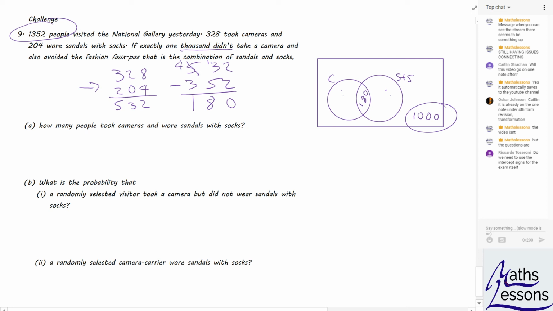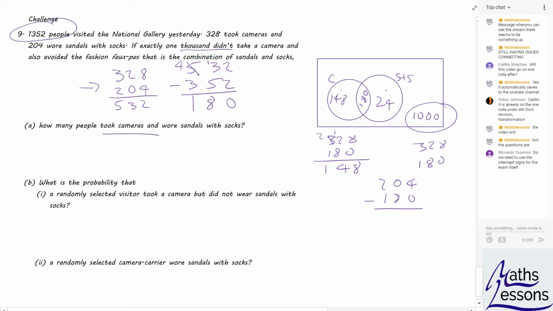So we now know that our overlap must be 180. And then we've got to take that away from 328, so we've got 328 to take away 180. Let's just do that. 0 away from 8 is 8. 8 away from 2, again, we're going to borrow 1 across. So that's going to be 4, and that's going to be 148. Or you could just count it up. Here's another way to do this in your head. 20 up to 200, and then we've got 128 from 200, plus 20 is 148. So we've got 148 had a camera only. And then we've got 204 take away 180, and you should be able to see 20 up to 200 plus 4 gives me 24 in here.